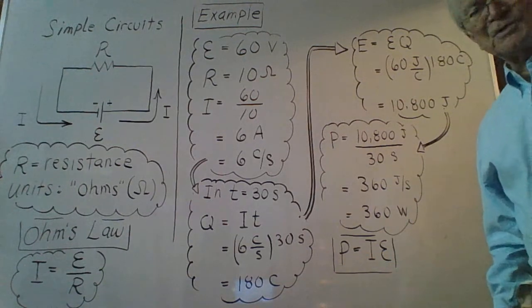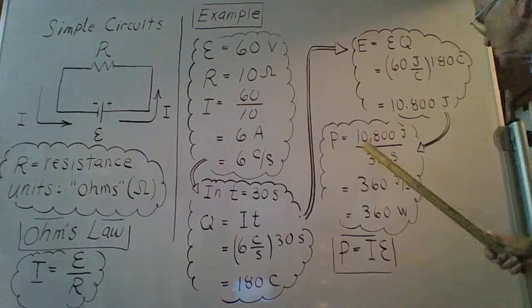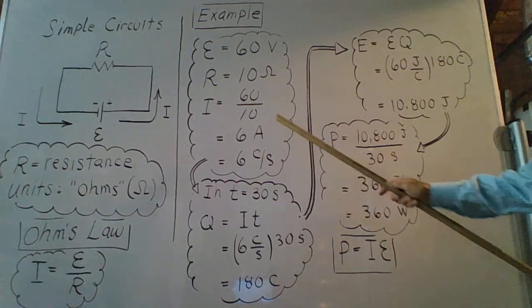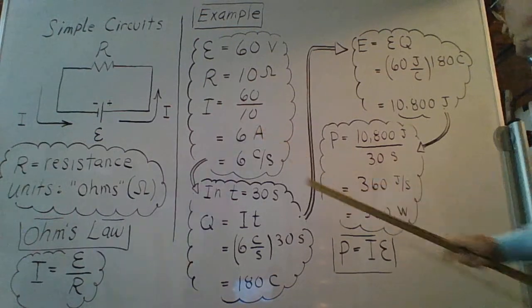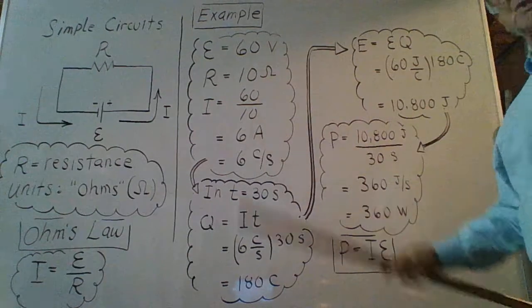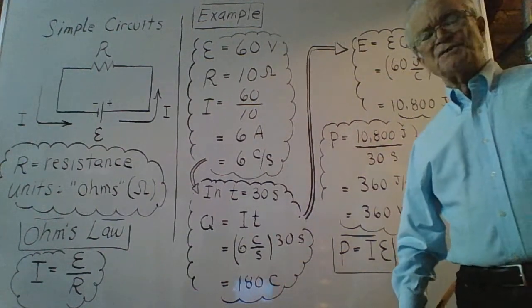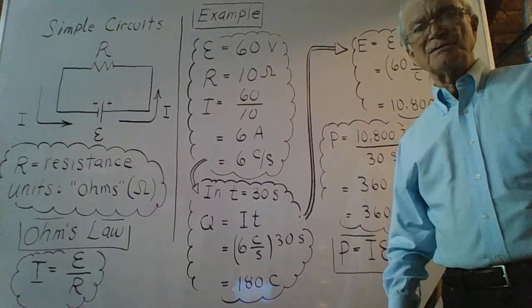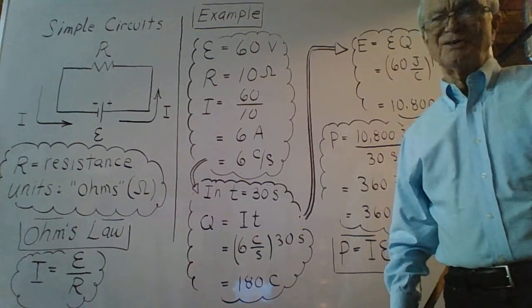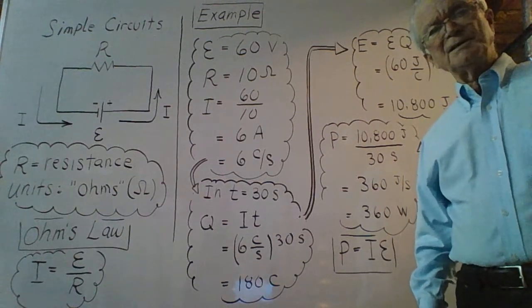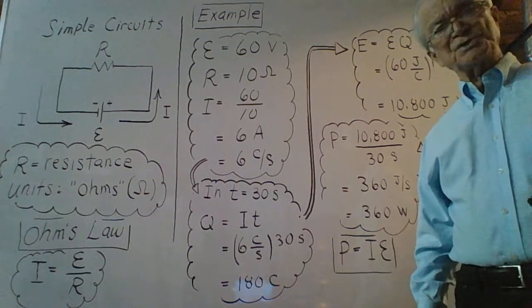I'll leave it for you to confirm that you can get the 360 watt answer by multiplying I, which is the current, which is 6, times the voltage of the battery, which is 60. 6 times 60, you'll have to take my word for this, 360 watts. Final answer.